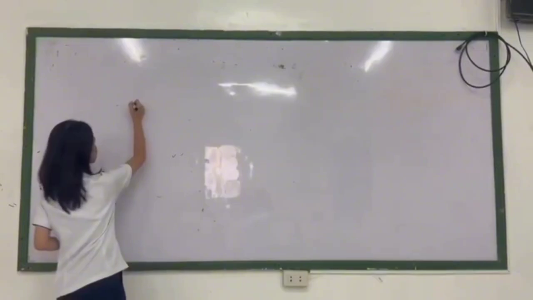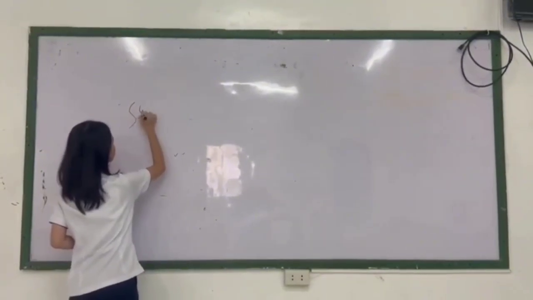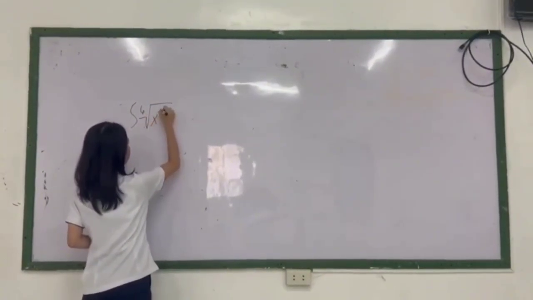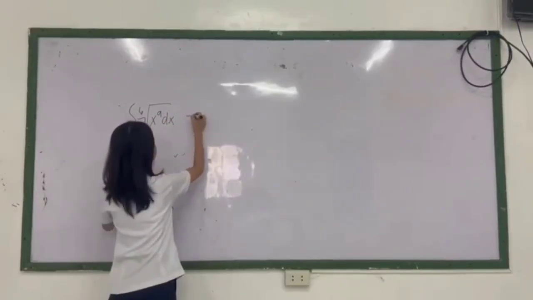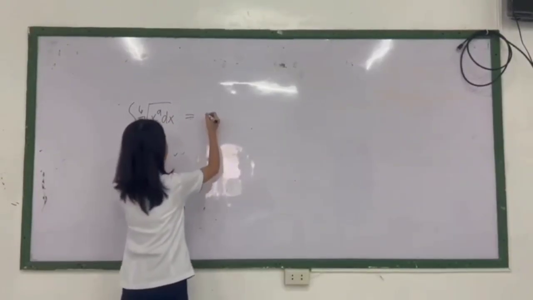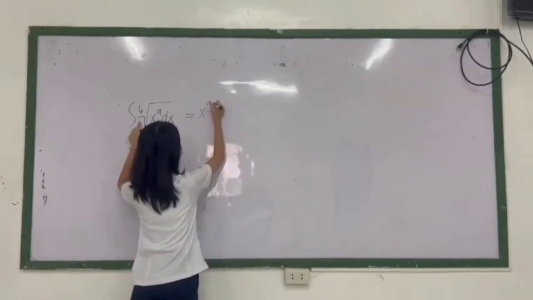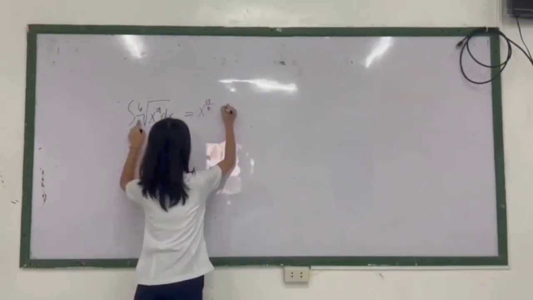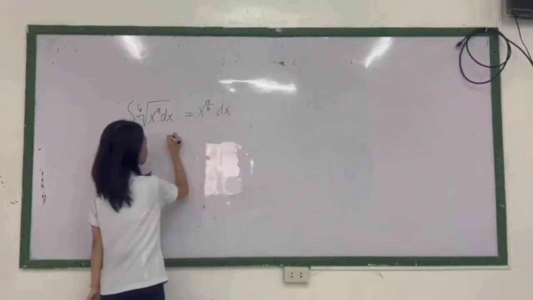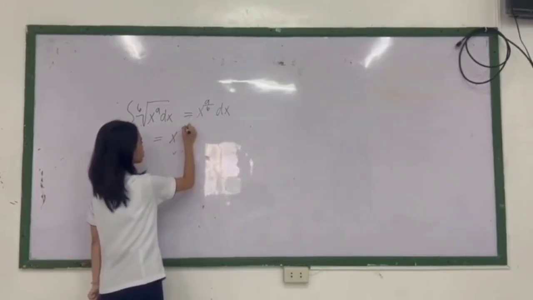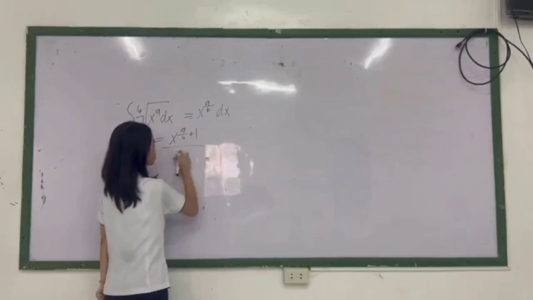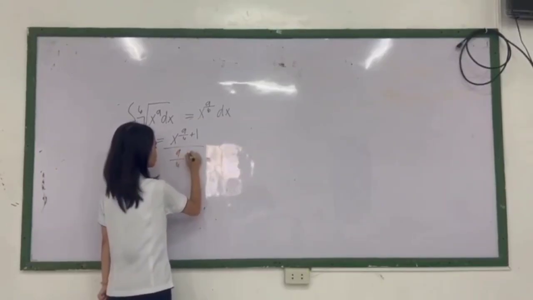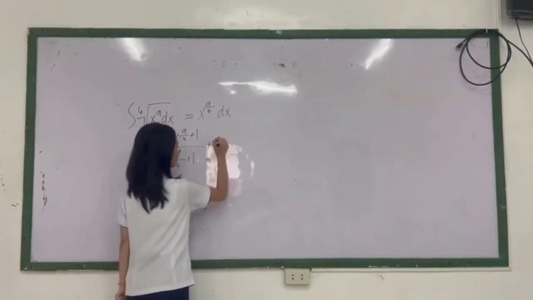Let's have our last example, the sixth root of x raised to 9 dx. Take 6, turn it into your denominator: x raised to 9 over 6 dx. Then perform the power rule. X raised to 9 over 6 plus 1, over 9 over 6 plus 1. Then the constant plus c.